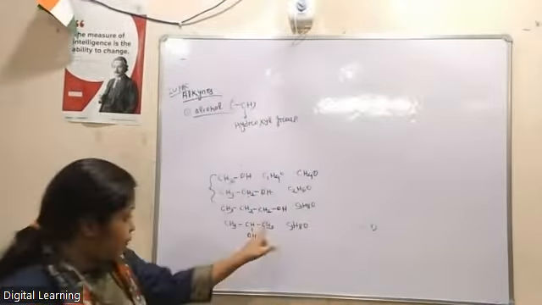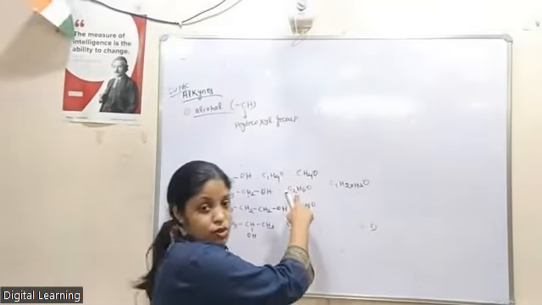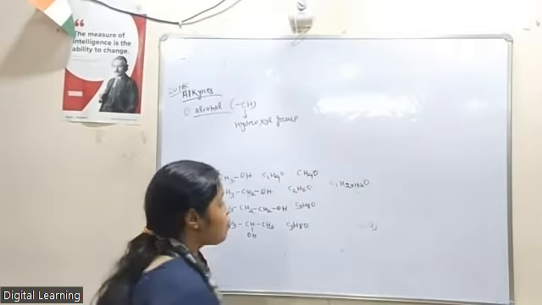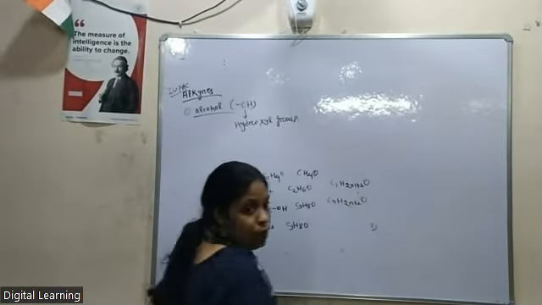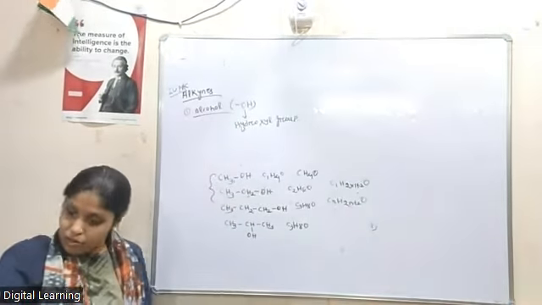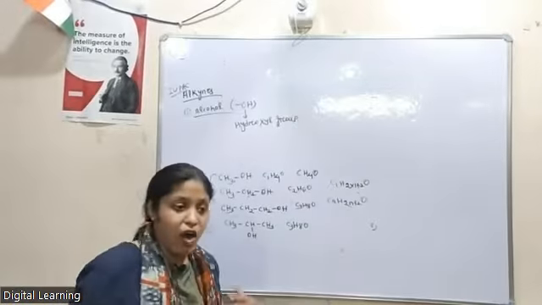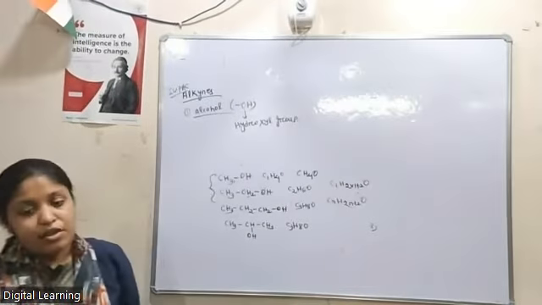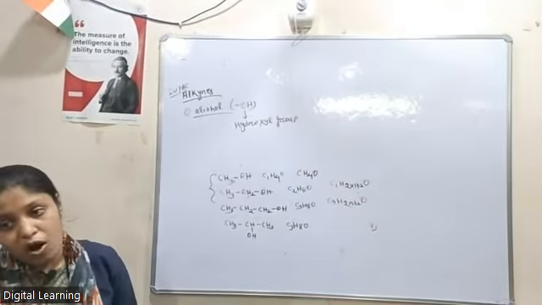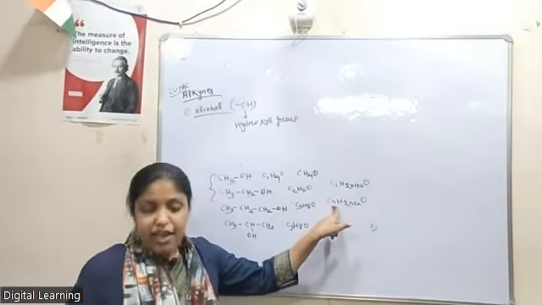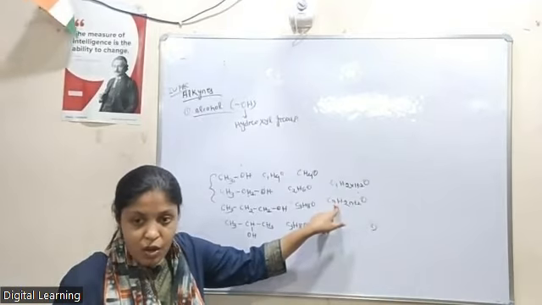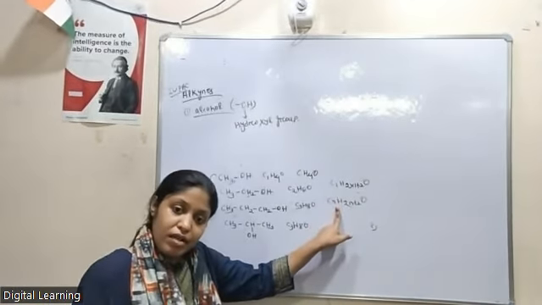So 1 into 2 plus 1 O, 2 into 2 plus 2 O. So the general formula will be CnH2n+2O. Got it? So let's write down the general formula of alcohol. The general formula of alcohol is CnH2n+2O. Clear?